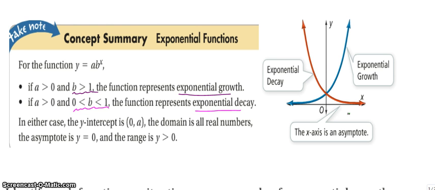In either case, our range is going to be everything above the x-axis, presuming that we did not shift anywhere up and down, and then our domain is all real numbers. We can plug in any sort of number. Now, depending on our situation, there are certain domain restrictions that might make more sense, such as if we were dealing with time, we wouldn't be talking about negative time, but in a general sense, we are looking at domain being all real numbers.